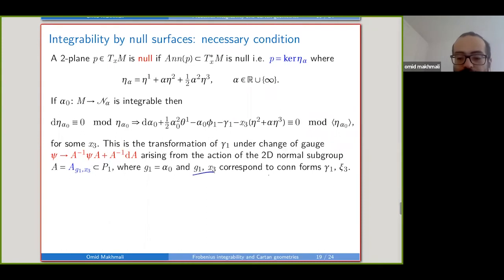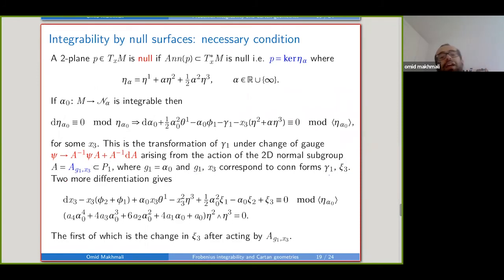Yeah, so this is what's written here. So we have these two one forms. This is in the nilpotent part of the parabolic, and this is in G0. Again, we differentiate twice more, and we have to have these two differentials congruent to zero mod our ideal. So this is a one form, and this is a two form. The first one is nothing but a change of Xi3 when we act by this two-dimensional normal subgroup. And this now is a quartic in terms of the components of the Cotton tensor, right? So that means the null plane has to be principal with respect to the quartic that is defined using the Cotton tensor.